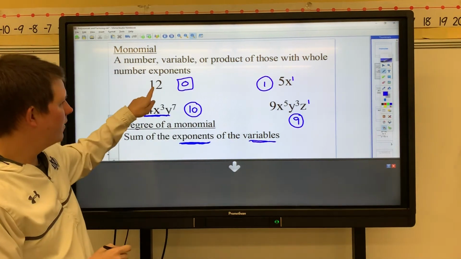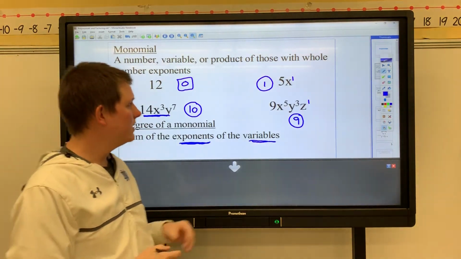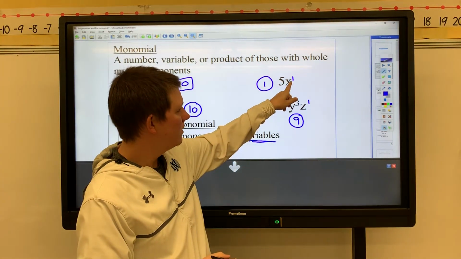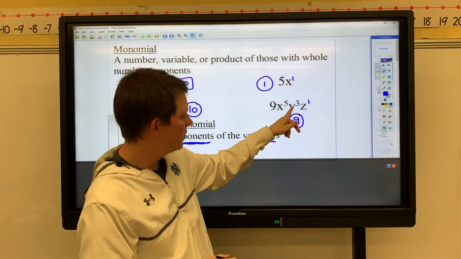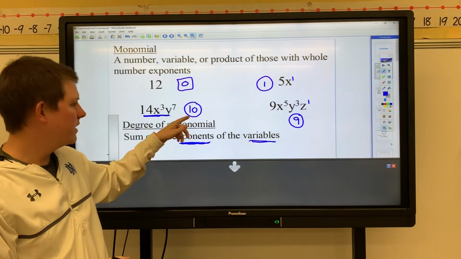So if there are no variables, its degree is 0. If there is a variable without an exponent, there's an imaginary 1 there, so its degree is 1. And any other time, you just add them all up. 5 plus 3 plus 1 is 9. 3 plus 7 is 10.